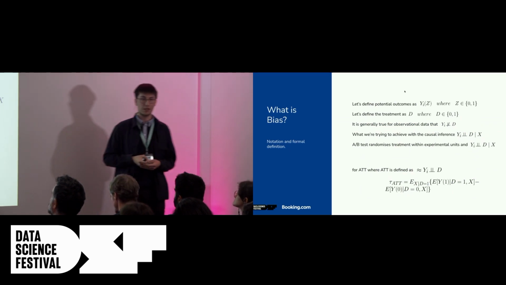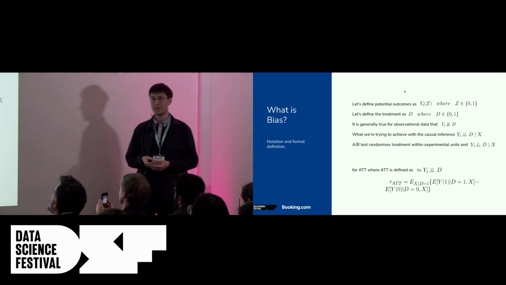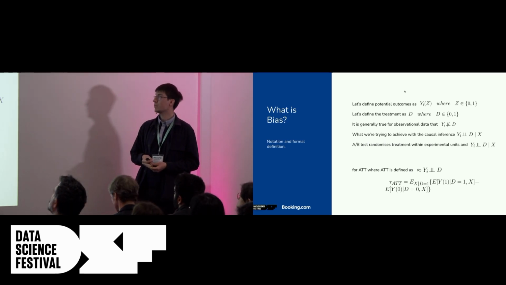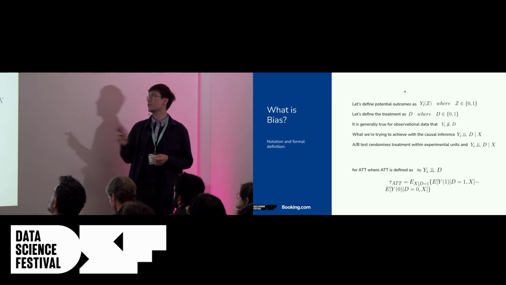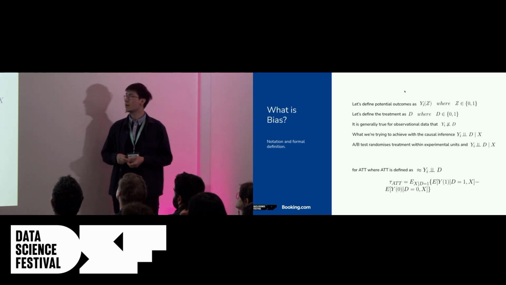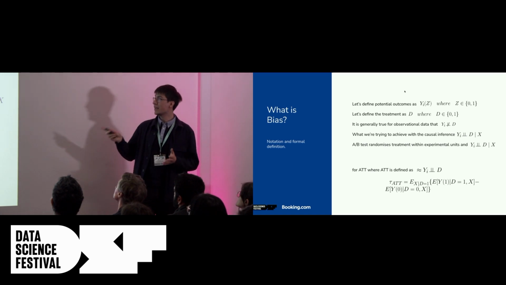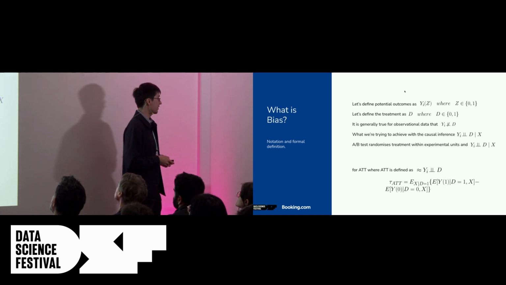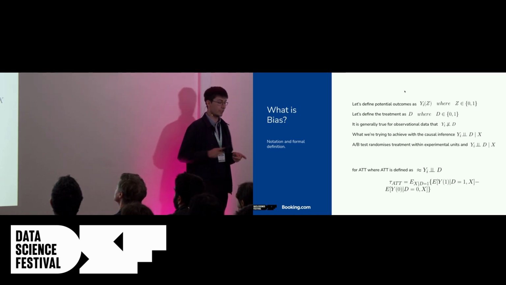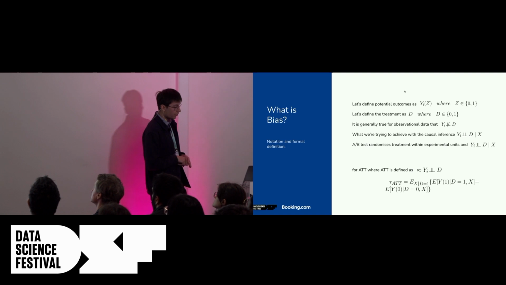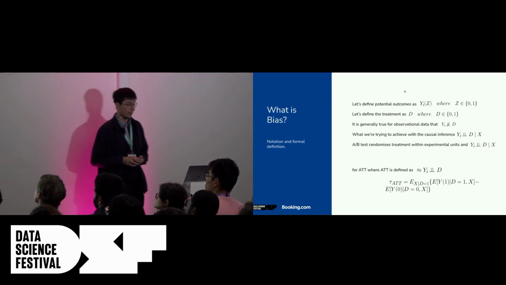This is a more formal definition of what is bias and just some mathematical notation that might be useful later on. So first of all, let's define the potential outcomes as Y_z, where z belongs to either 0 or 1. So the potential outcome that a user received a treatment and didn't receive the treatment. Then we define the treatment as D. So D is binary just for simplicity, so you may either receive a treatment or not. And generally, it is true for the observational data that potential outcomes are not independent from the treatment.